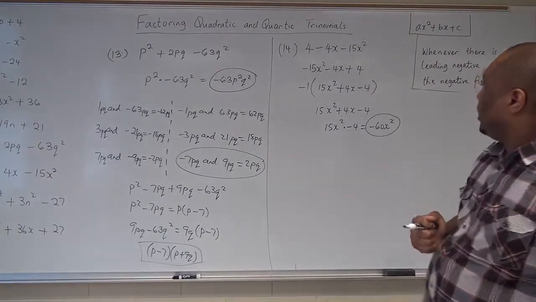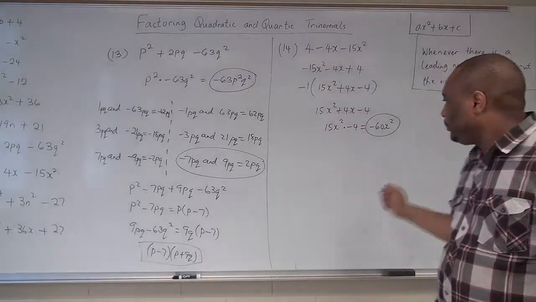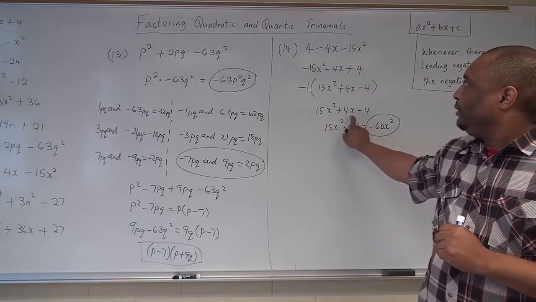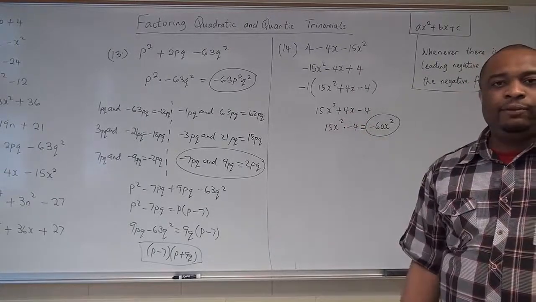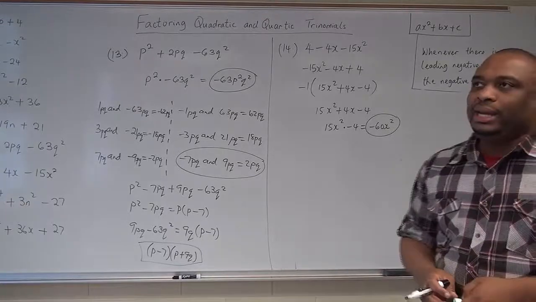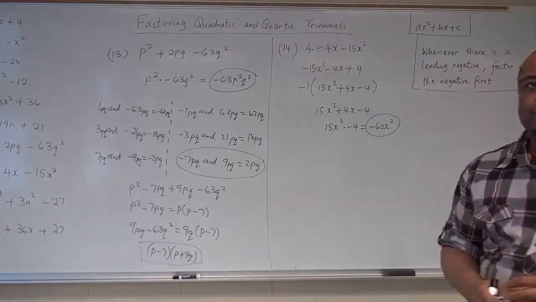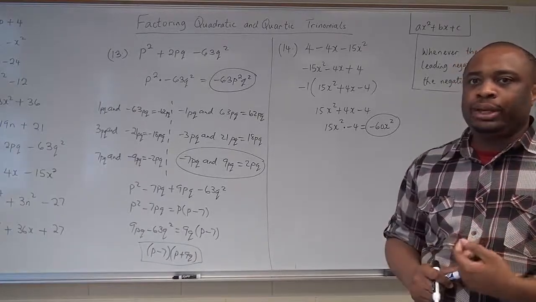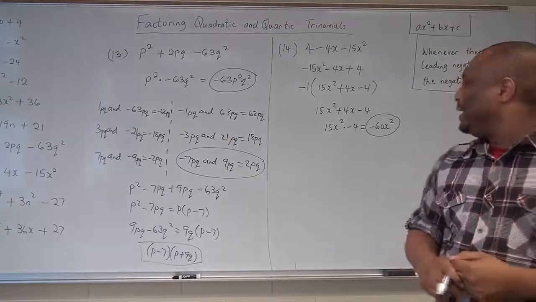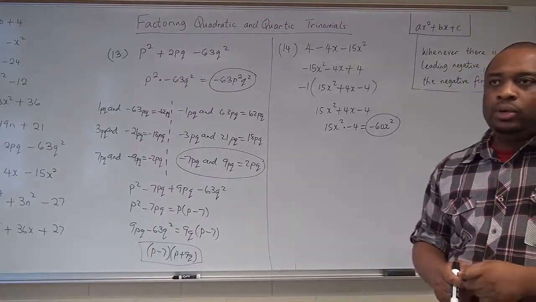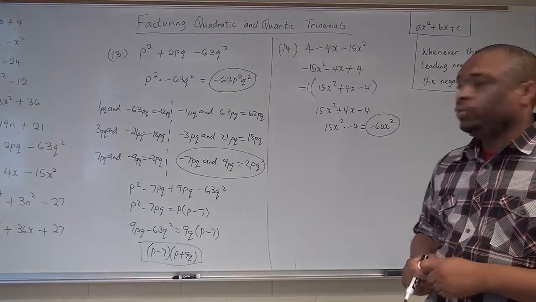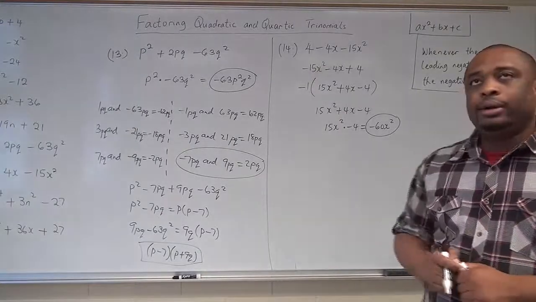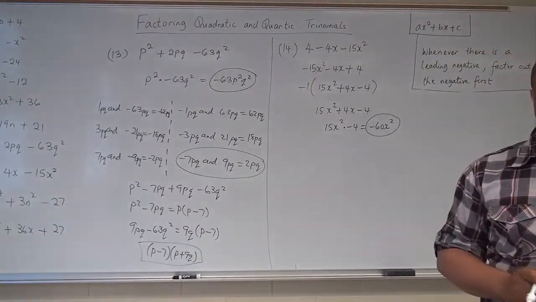Negative 60x squared. So 1 and negative 60 will not work. I'm looking for a sum of positive 4x. Negative 1 and 60 won't work. 2 and negative 30 will not work. Negative 2 and 30 will not work. 3 and negative 20 will not work. Negative 3 and 20 will not work. 4 and negative 15 will not work. Negative 4 and 15 will not work. 5 and negative 12 will not work. Negative 5 and 12 will not work.